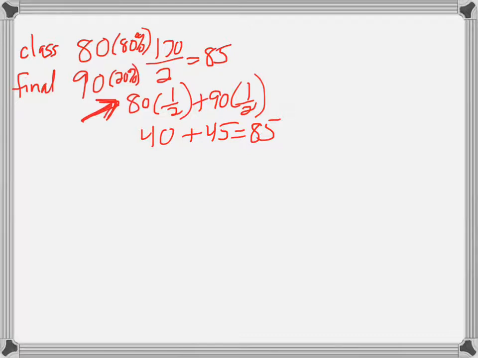The key is you can no longer do this shortcut. You cannot add them together and divide by 2. You'll never get the right average. But if you do it this way, you will.